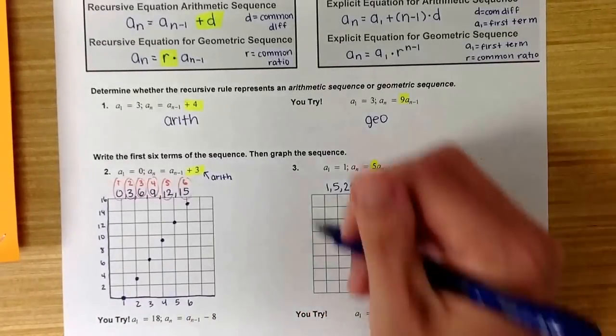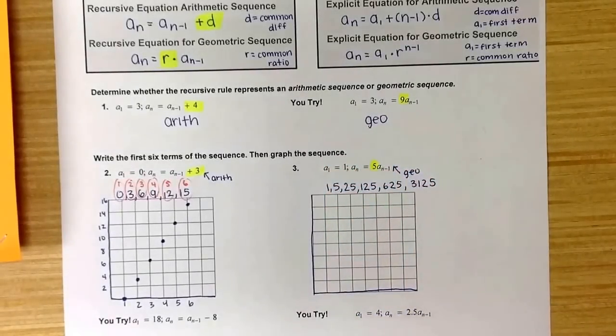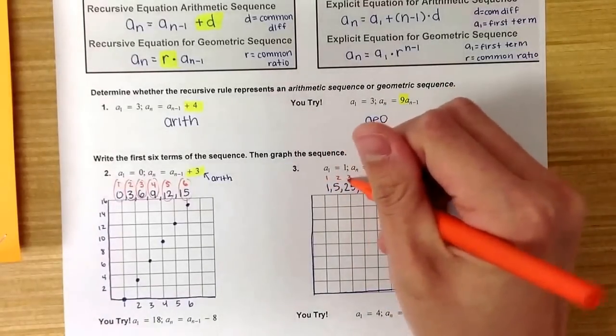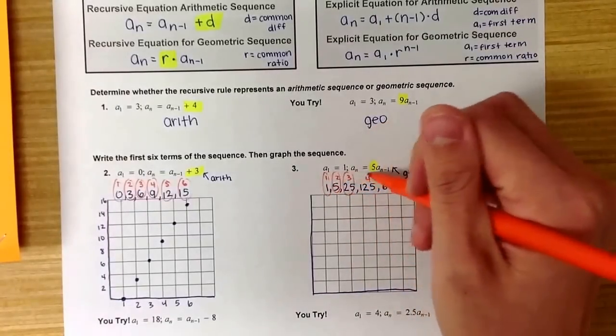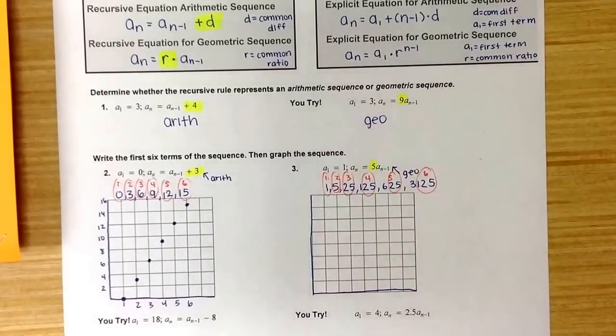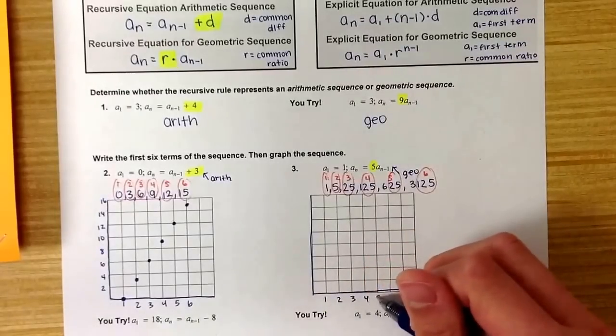So again, if I want to graph this, I have my X and Y axis. Okay, how do I know what my points are? I'm just going to number them. My first term, second term, third term, fourth term, fifth term, sixth term. And these are my points. Okay, so on the bottom I have 1, 2, 3, 4, 5, 6.